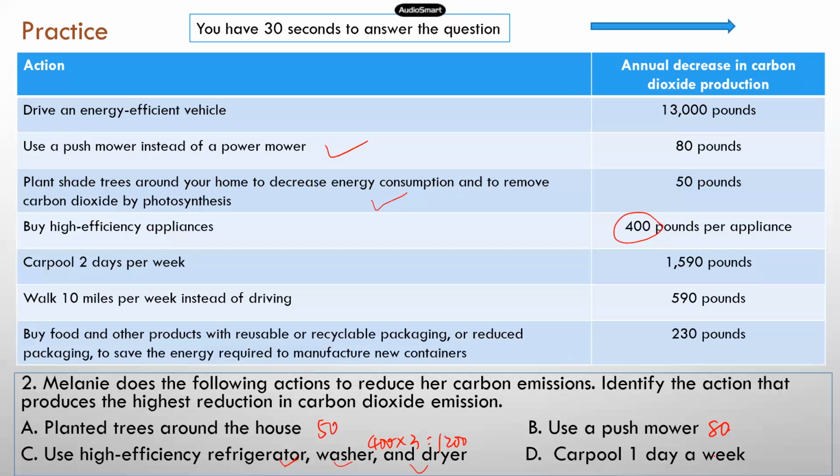And D, carpool 1 day a week, right? This regional number is based on carpooling 2 days per week. So if it's just 1 day, then you need to divide it by half, right? So 1,590 pounds, you can round it to 1,600 to make the math a little bit easier. Divided by 2, that's going to be about 800 pounds. So which one has the highest number now after a little bit of calculation? C, right? If you use 3 high efficiency appliances, that's going to give you the highest carbon emission reduction among the 4 choices.